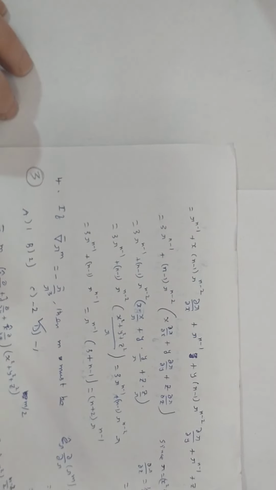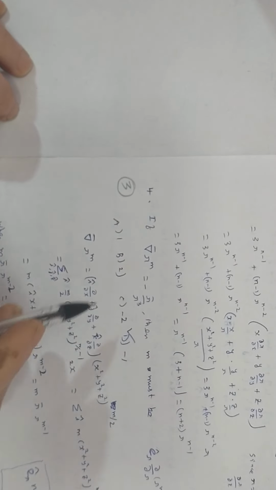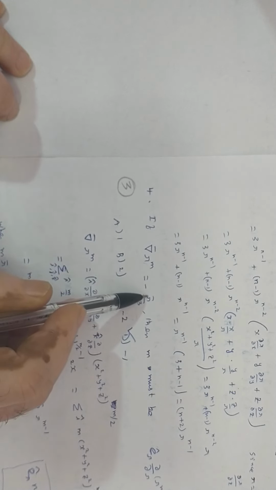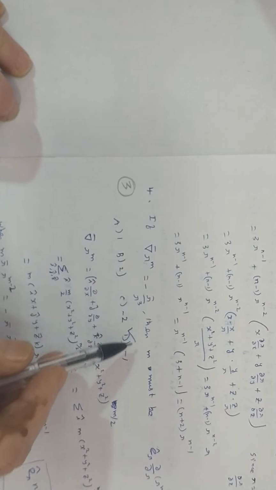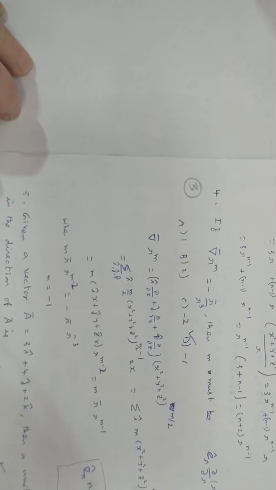Now let us go to the third question. Gradient of r to the power m is equal to minus vector r divided by r cubed. Then m must be equal to what? So that is the question.